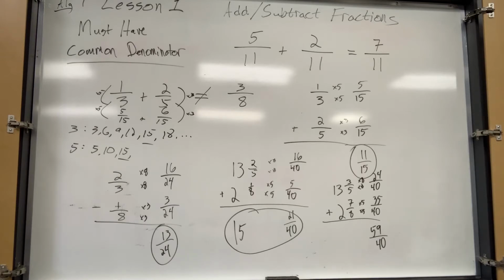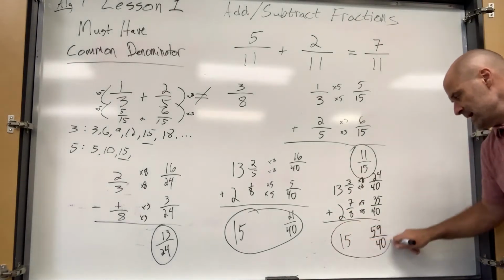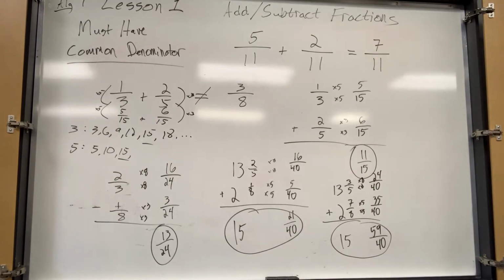All right, so we're gonna just finish this real quick. 13 plus 2 is 15. Now this is a right answer. That's a right answer, but it's not written in the proper format, okay? Like what time is it?